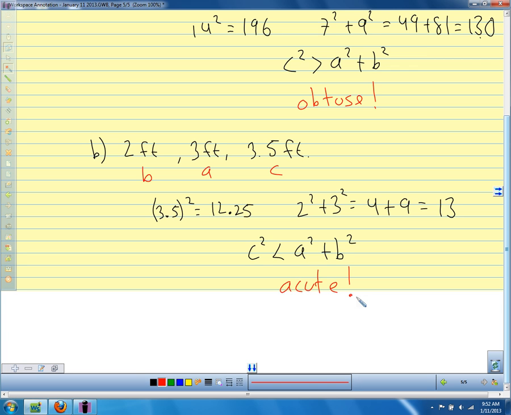So the Pythagorean inequalities tell us if we don't have A squared plus B squared equals C squared, do we have an obtuse triangle, do we have an acute triangle? If A squared plus B squared equals C squared, that guarantees us that we have a right triangle.